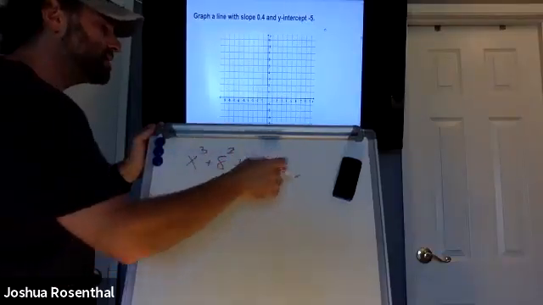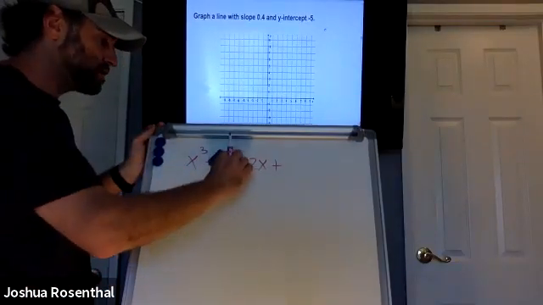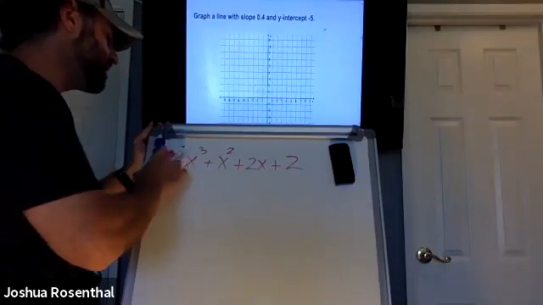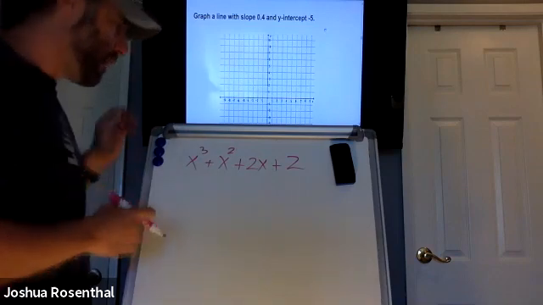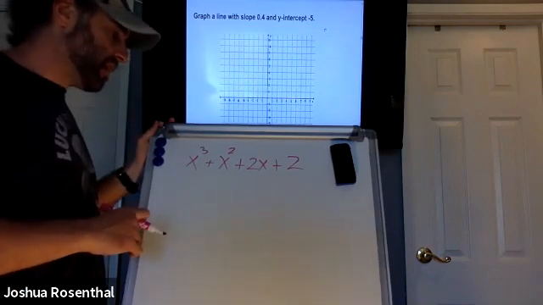X cubed plus x squared plus 2x plus 2. And what was the instruction to do with this? Factor it. Okay, this is a factor by grouping problem.